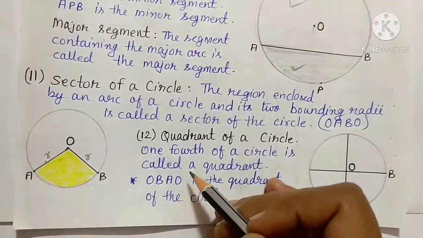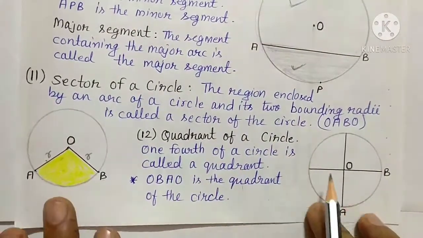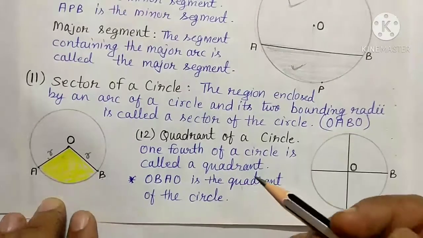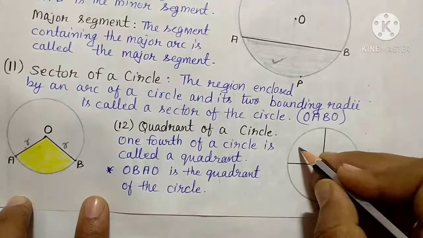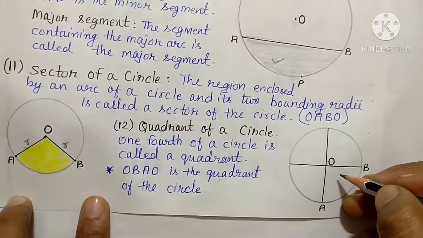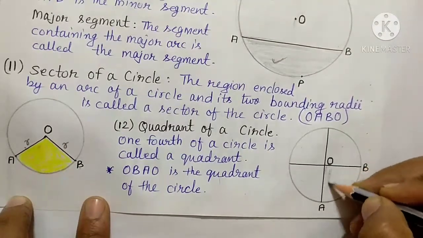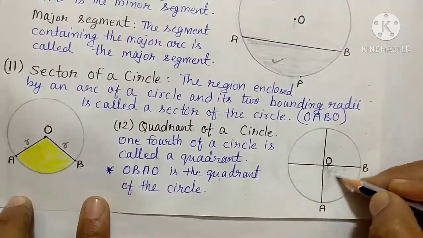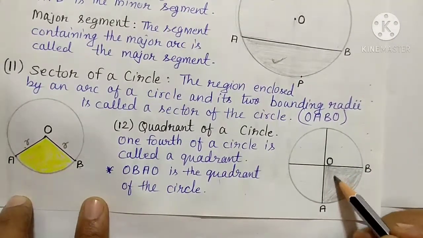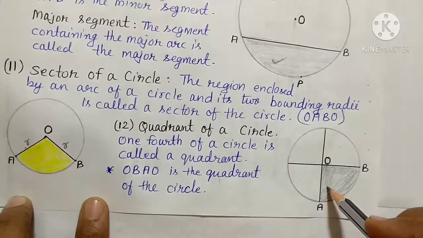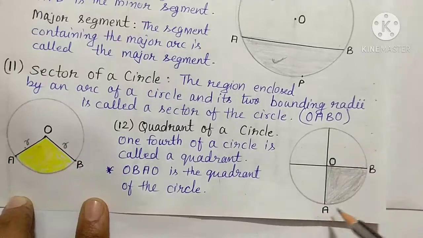Now talk about the quadrant of a circle. You have already heard about the quadrant earlier also. What is a quadrant? One-fourth of a circle. As you can see here, the full circle I have divided into four parts: 1, 2, 3, 4. Any one part, suppose I am taking this part, I am shading it here. This part is one-fourth of the circle and this is called a quadrant. So we can say OBAO is the quadrant of the circle.